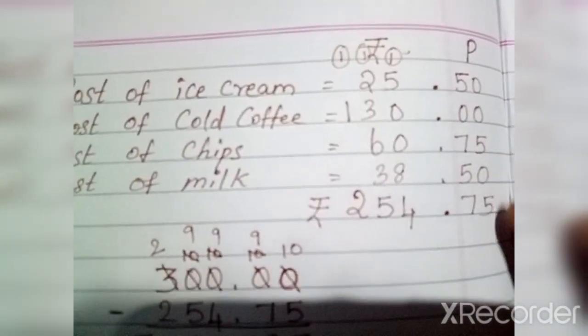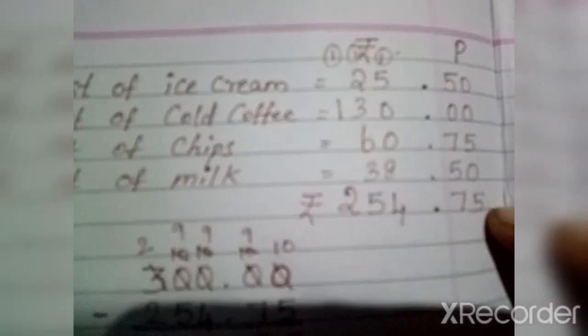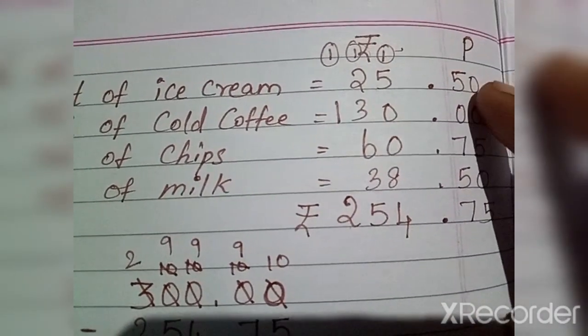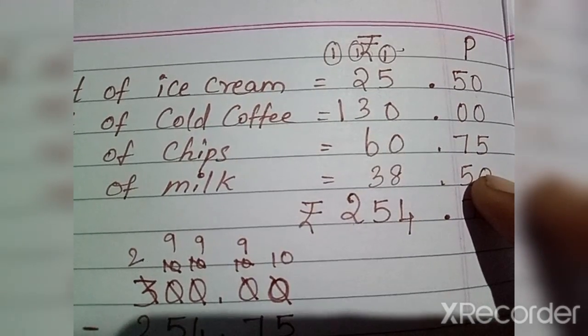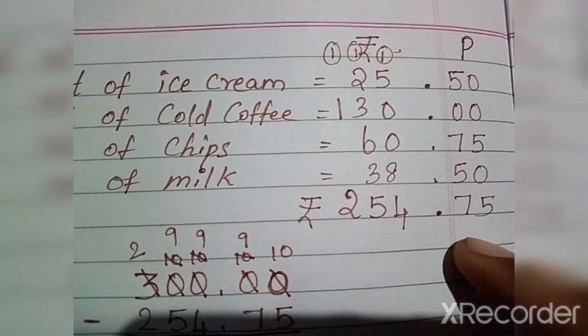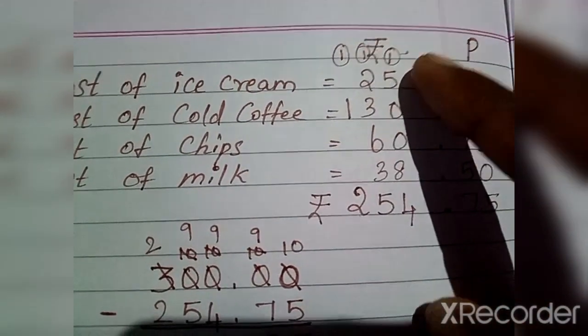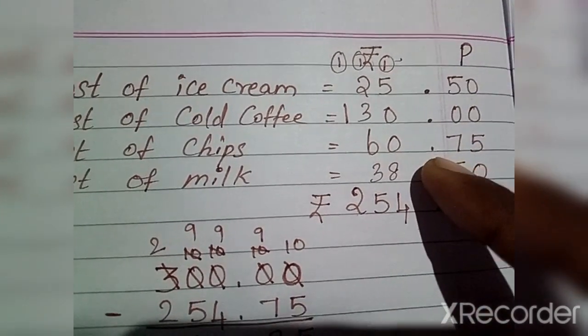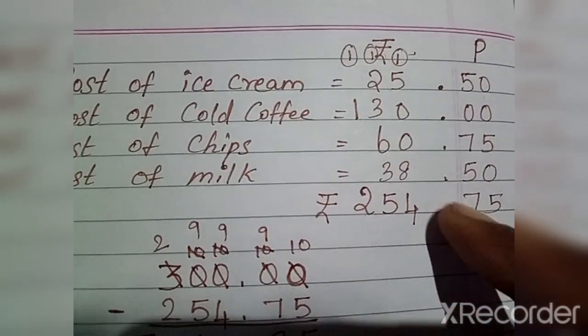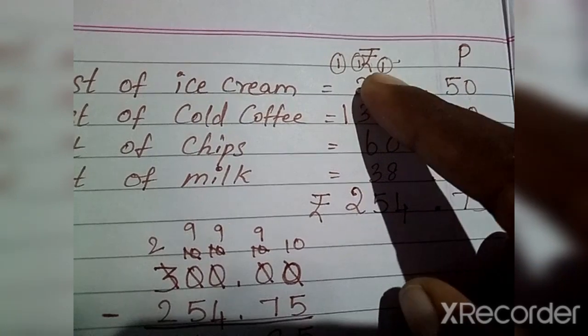Here if I add, I will get my answer as 5. Then 5 plus 7, 12. 12 plus 5, it is 17. So write the 7 here and 1 is your carry over. 5 plus 8, it is 13. 13 plus 1, it is 14. So write 4 here and 1 is your carry over.